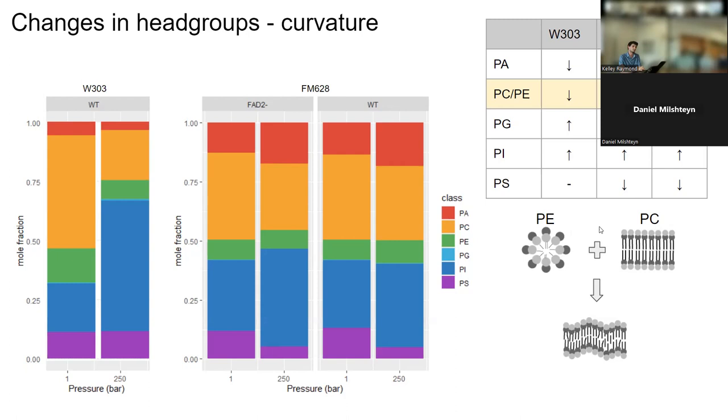Phosphatidylcholine is a cylindrical lipid that forms flat sheets. Phosphatidylethanolamine is a conical lipid that forms curved membranes or inverted membranes that are tubes. But when you mix these conical and cylindrical lipids together, you get a very dynamic and fluid membrane that's able to undergo different conformational changes.